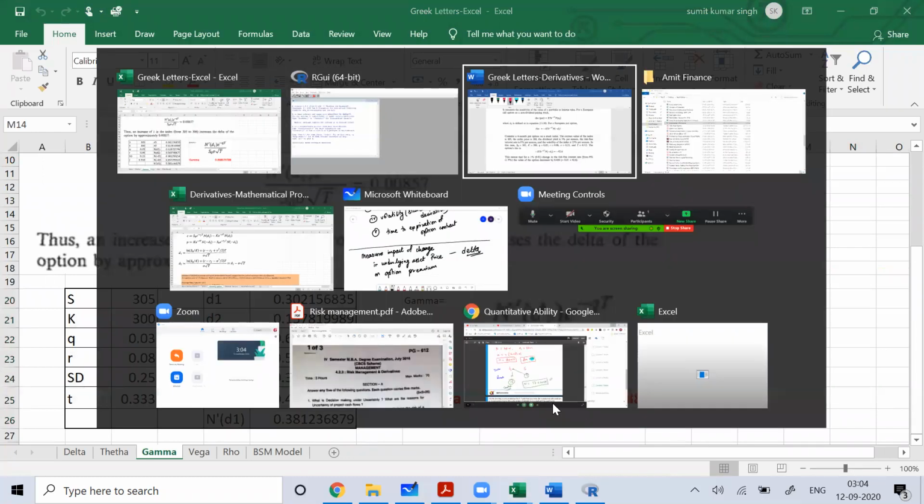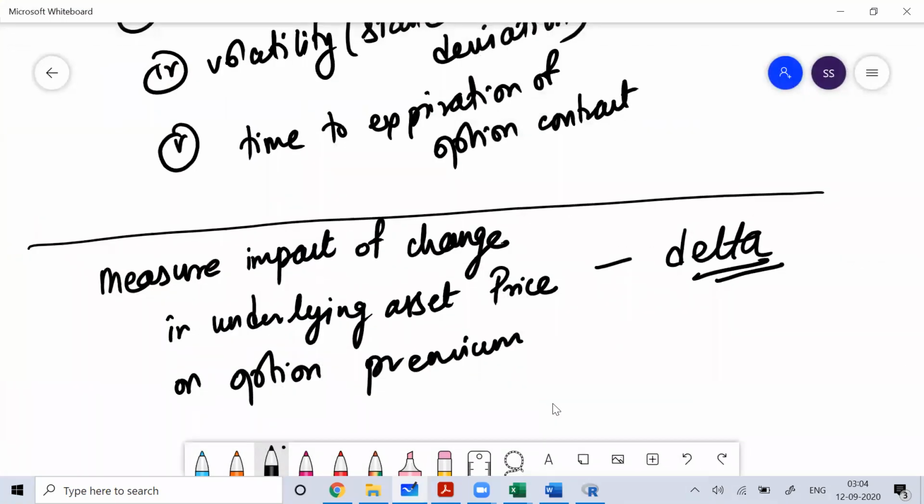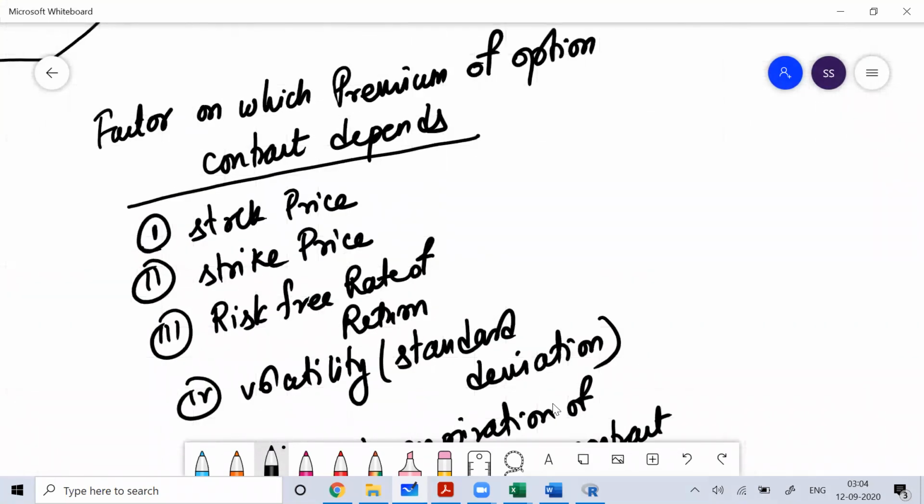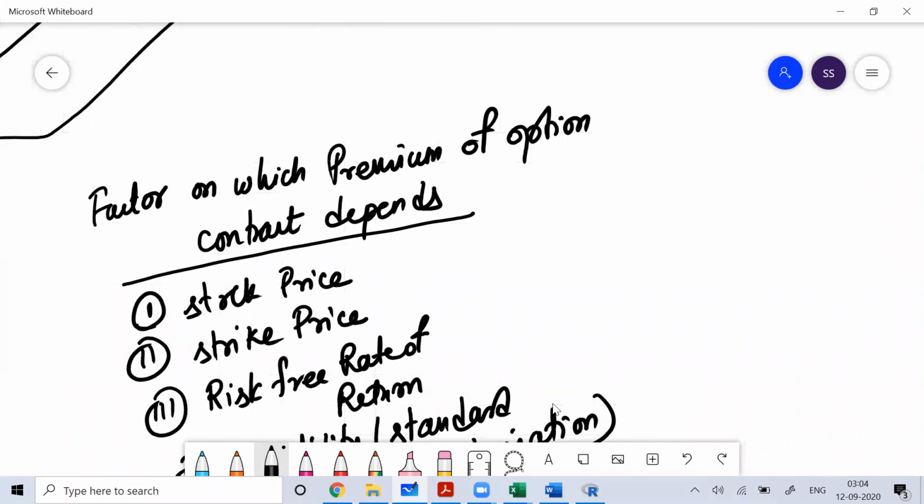These factors are called the Greek letters, and they impact the value of the option contract. These factors ultimately impact the premium of the option contract. Whenever we talk about premium, it is the value that the long position holder pays to the short position holder at the beginning of the option contract. Mathematically, by considering all these factors, you can calculate this premium.